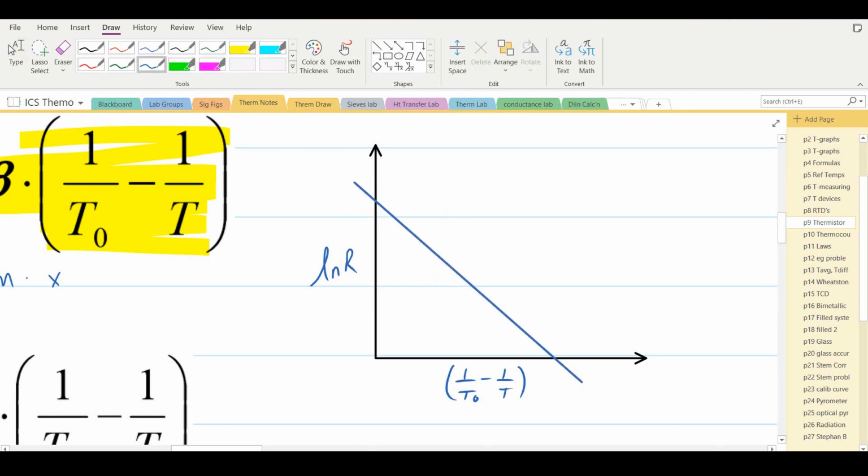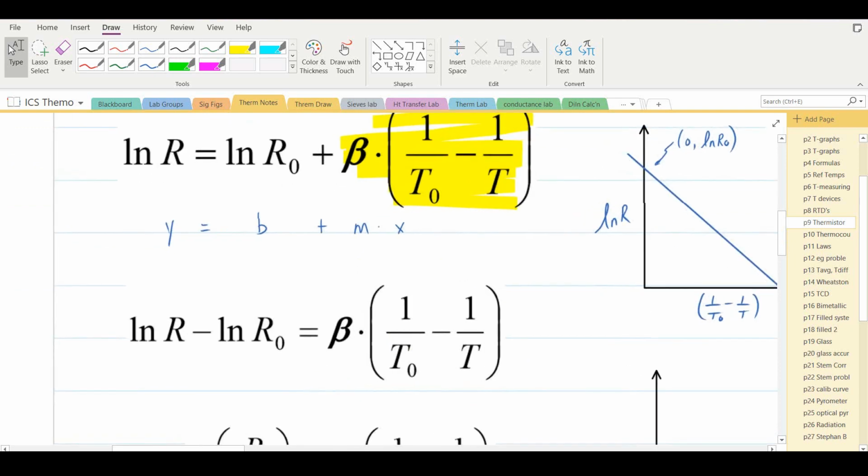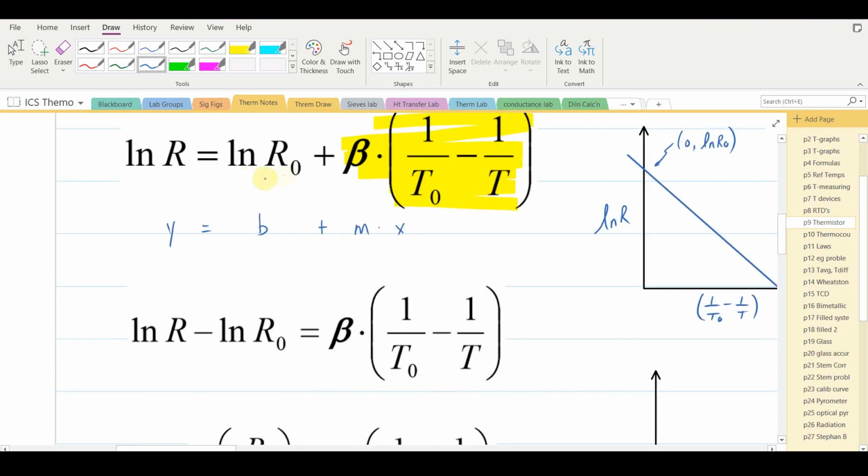And this point right here will be the point 0, ln r sub 0. Let's go a little further with this. We could transpose ln r sub 0 and write ln of r minus ln of r sub 0 is equal to beta times 1 over T sub 0 minus 1 over T.